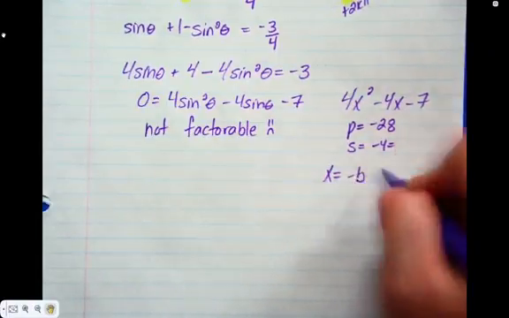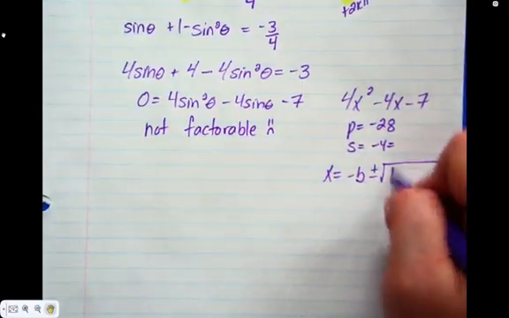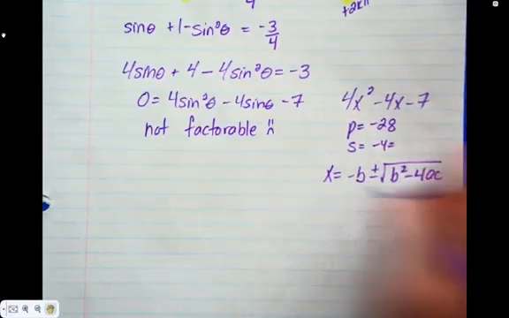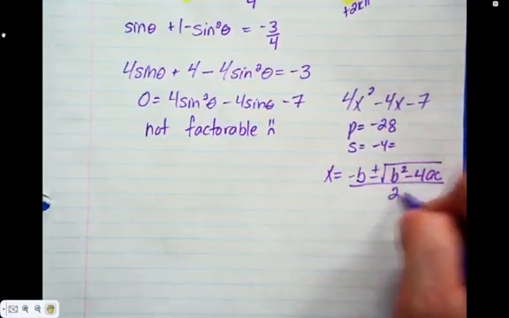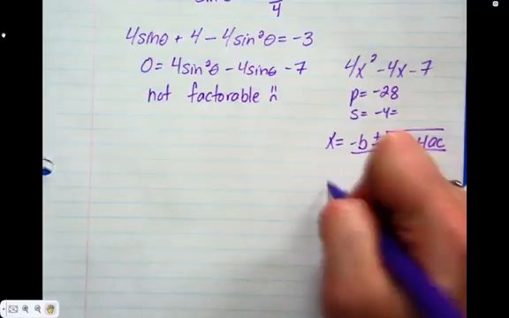Negative b plus or minus b squared minus 4ac. It's on your formula sheet. It's up on the wall. You don't need to know it. That was just for fun.